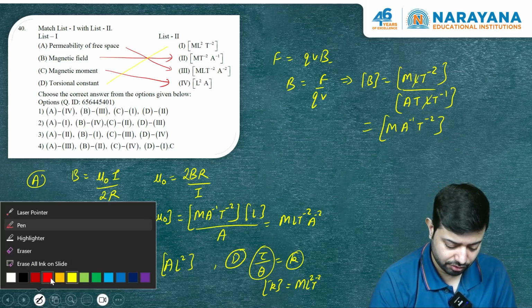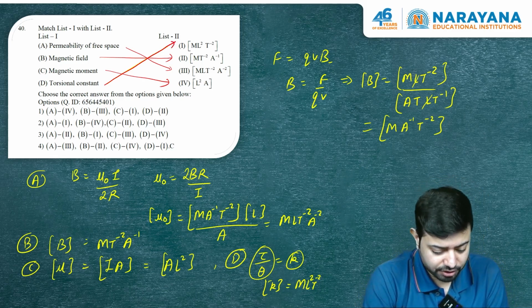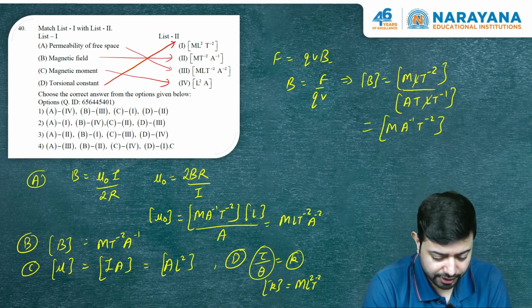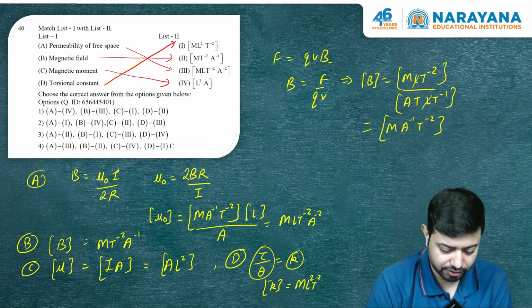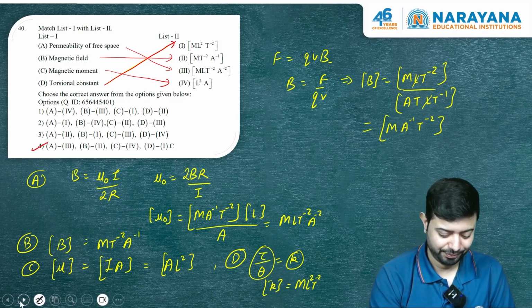So here we go. Now, which option of this is correct? With A we have 3. It is the only one option, right. You could directly have ticked it and saved your time.